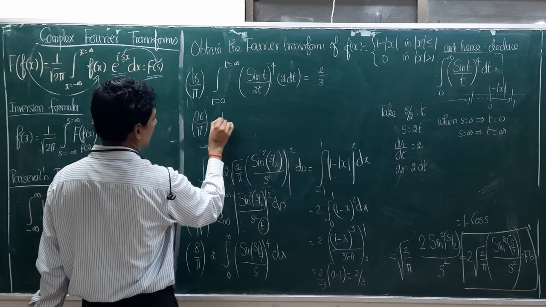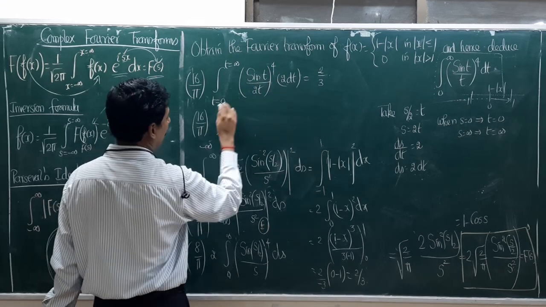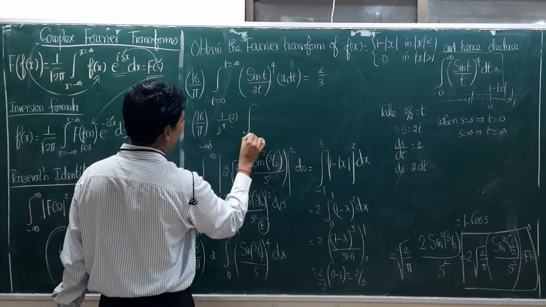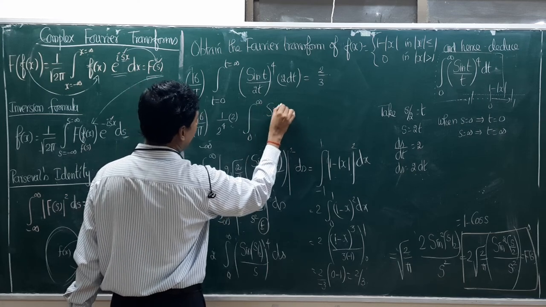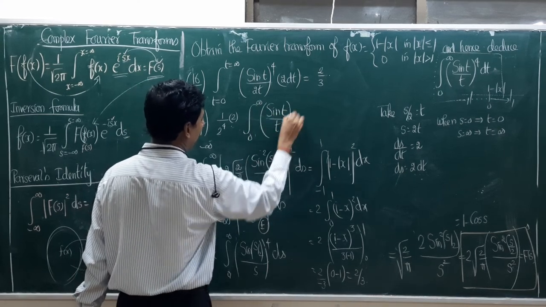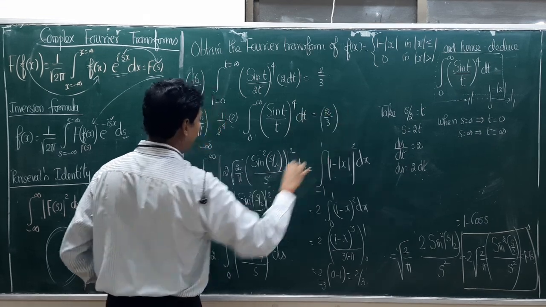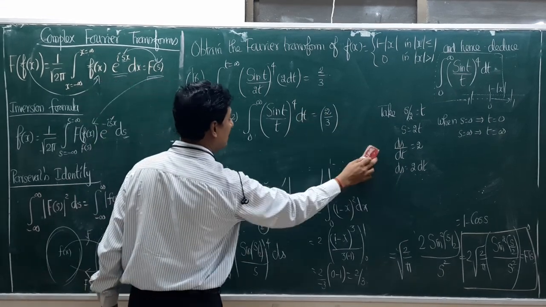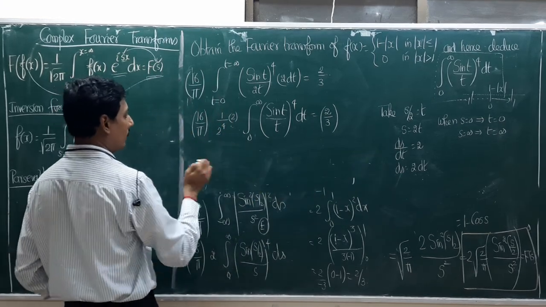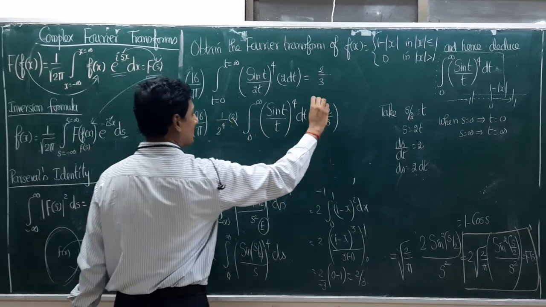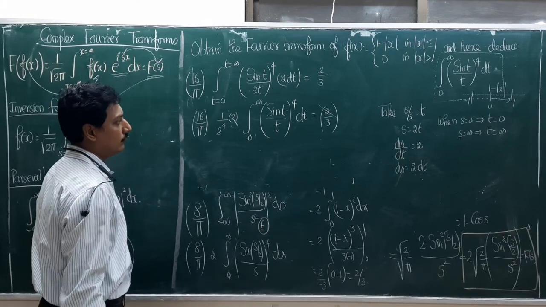2 power 4 is 1 by 2 power 4, that's right. This 2 coming outside, so 2. So what's the balance? The balance is integral 0 to infinity sine t by t whole power 4 into dt is equal to 2 by 3. Do the simplification and we'll get the answer. What is the answer? Let us see. First of all, let us cancel the 2 first, right?